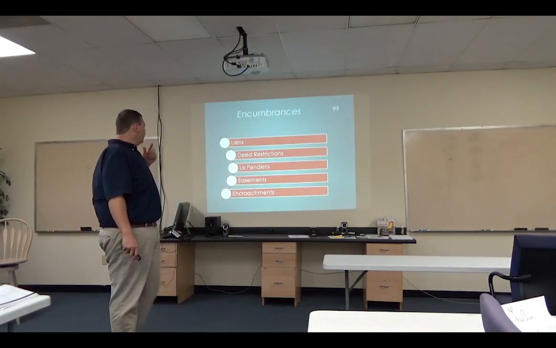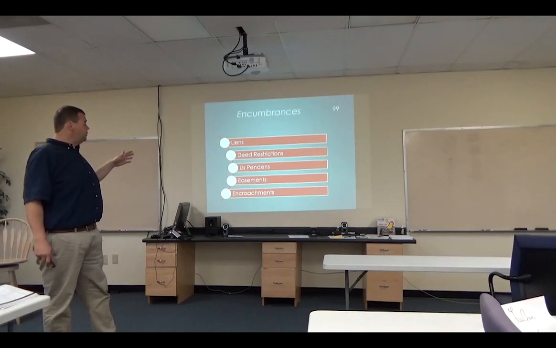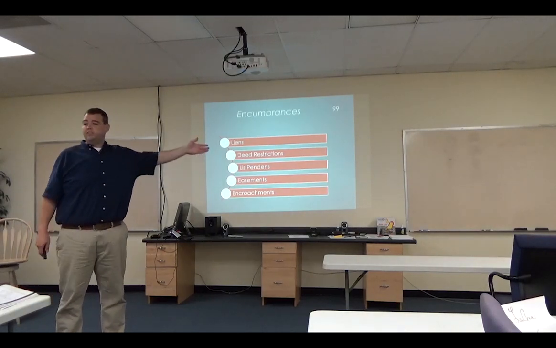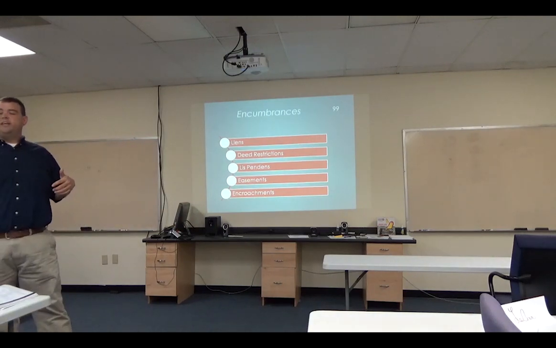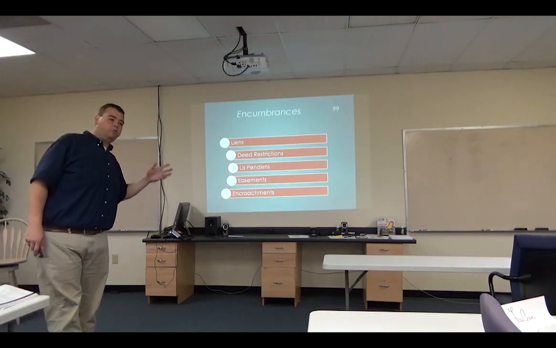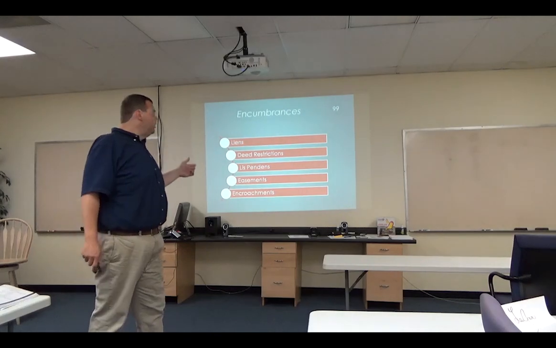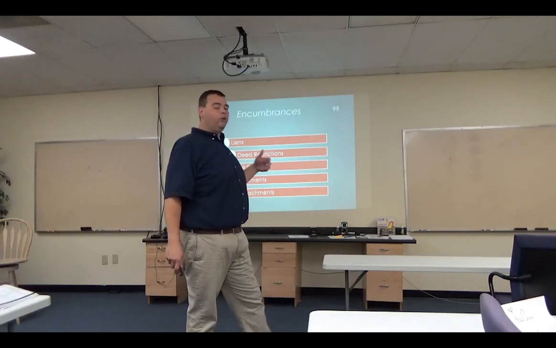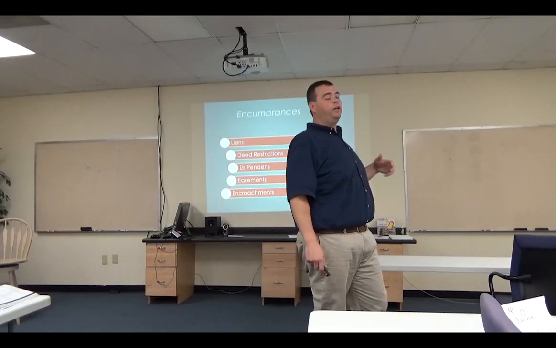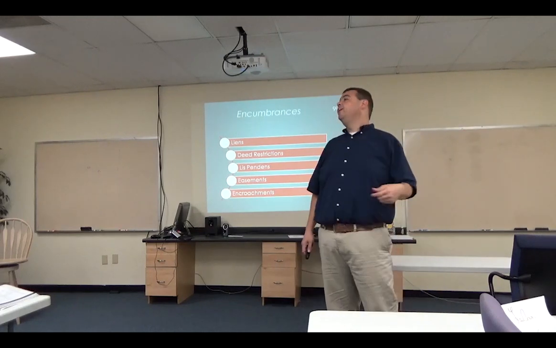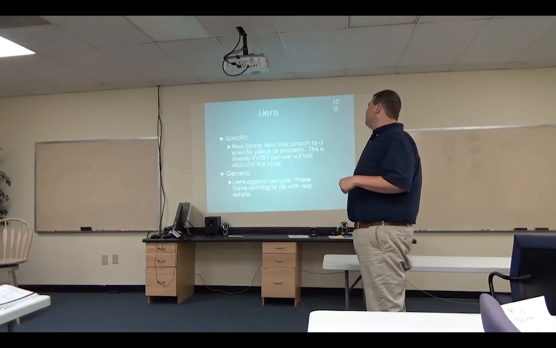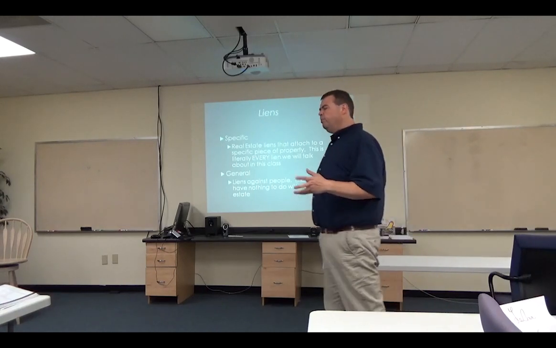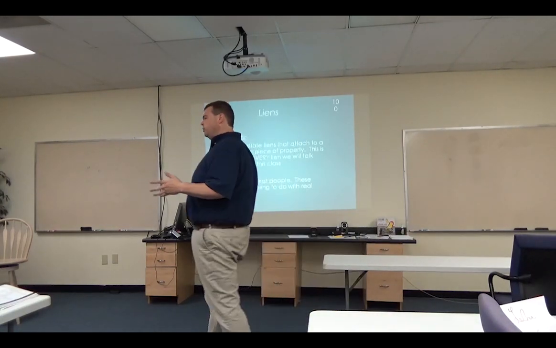So liens, deed restrictions, lis pendens, easements, and encroachments. And this is just a list right here. We're going to go through each one of these individually, so I don't want to speak in detail about each one of them here. But these are the 5 main categories of encumbrances that we want to talk about. Right? Liens, biggest category of encumbrance.